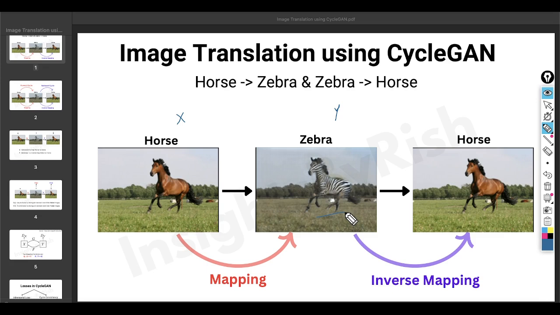Once you do that, then you perform inverse mapping. You again try to convert this fake zebra images into the horse images. And there is some significance of this inverse mapping, which I will let you know in the later part of the video. But for now, just keep in mind that we are performing mapping where we try to map the images of domain X onto domain Y, and after doing that we again perform inverse mapping where we try to map the generated images again back to its original form. So this is the purpose of CycleGAN.